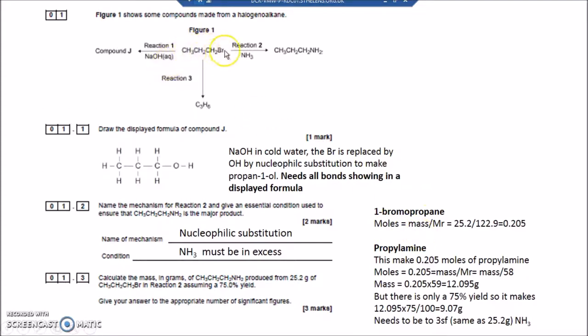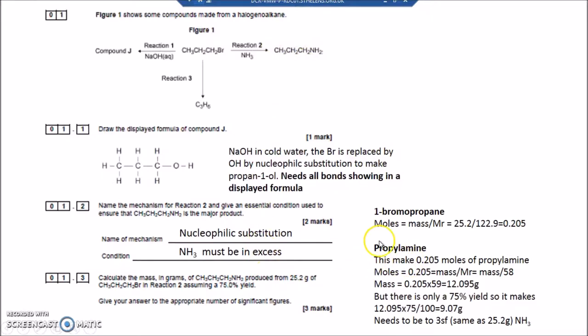I've got to work out the Mr of this using a periodic table, and it turns out to be 122.9. Moles is mass divided by Mr, so 25.2 grams divided by Mr, I've got 0.205 moles. I know from my equation, balancing it, then 1 mole of 1-bromopropane makes 1 mole of propylamine, 1 to 1. So if I've only got 0.205 moles of 1-bromopropane, I must make 0.205 moles of propylamine.